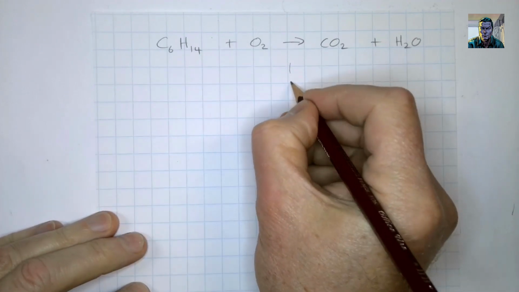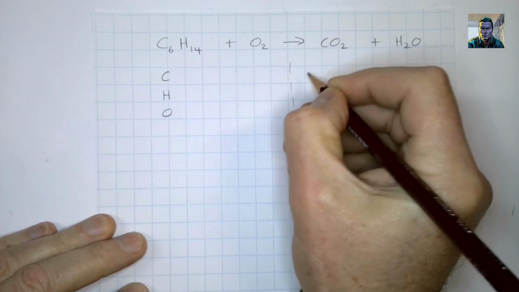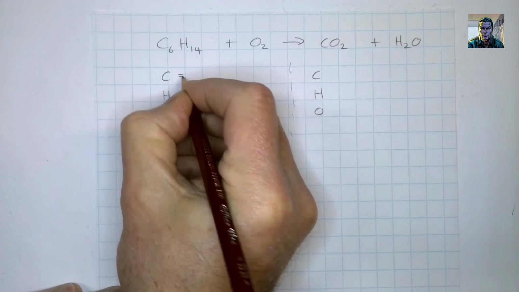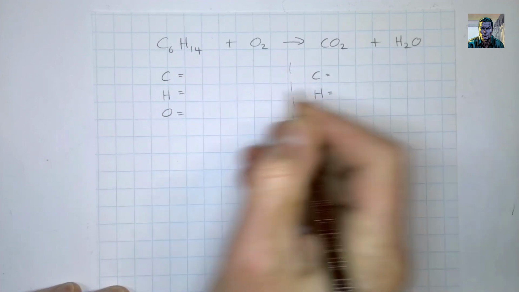Right, welcome to this video on balancing chemical equations. First, we're going to identify the atoms present on each side of the equation, and that's carbon, hydrogen and oxygen. And then we're going to count how many atoms there are on each side.